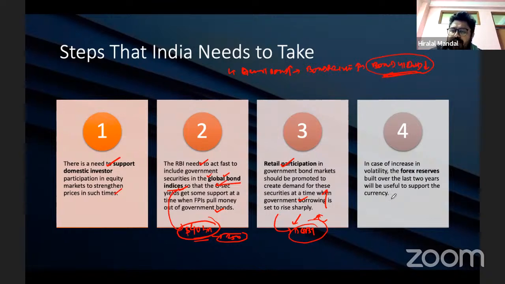All right. In case of increasing volatility, of course, the forex reserve, which we have built over the last few years, went up to $642 billion, and last week it was reduced to $634 billion. So that is something we have built in the last 2 years, and we should utilize it to control volatility in the exchange market, that is, depreciation of the currency. So RBI should make adequate intervention in the market to control the currency price. All right. So that is what the country needs to do in such volatile circumstances. With this, the government, along with RBI, will be able to control the situation in India's favor. So that is what has been suggested.